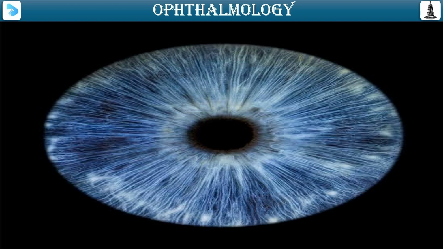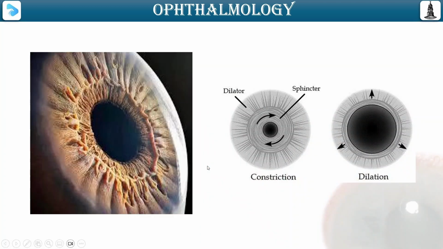Okay, so here comes a very good question. Why do we have different eye color? If you look at this picture, you would see a blue iris. If you looked at this picture, you'd see a brown iris. What is the reason? What is the secret of this?